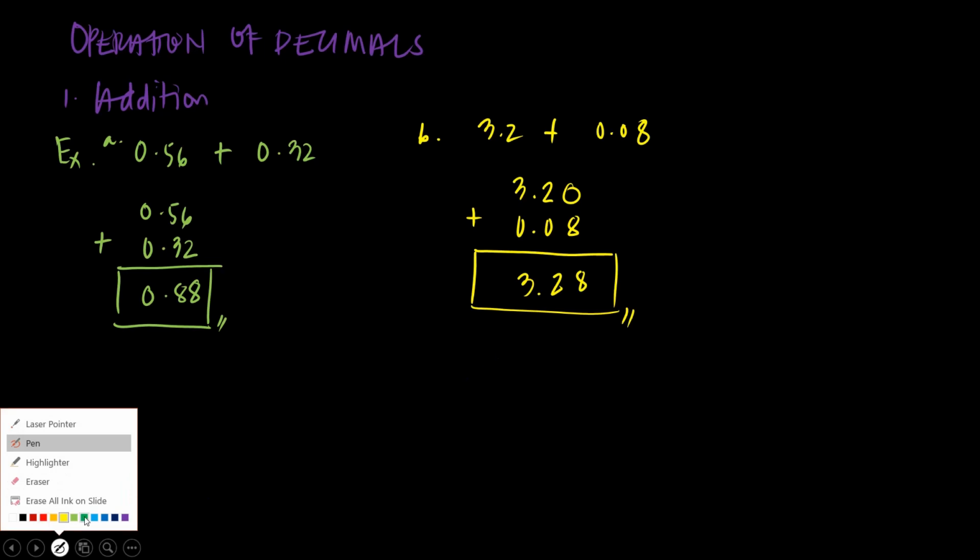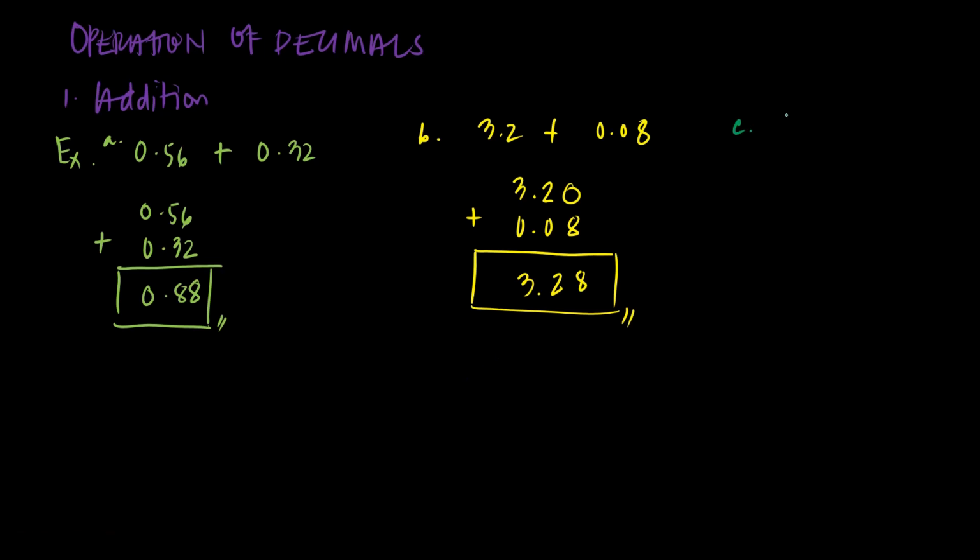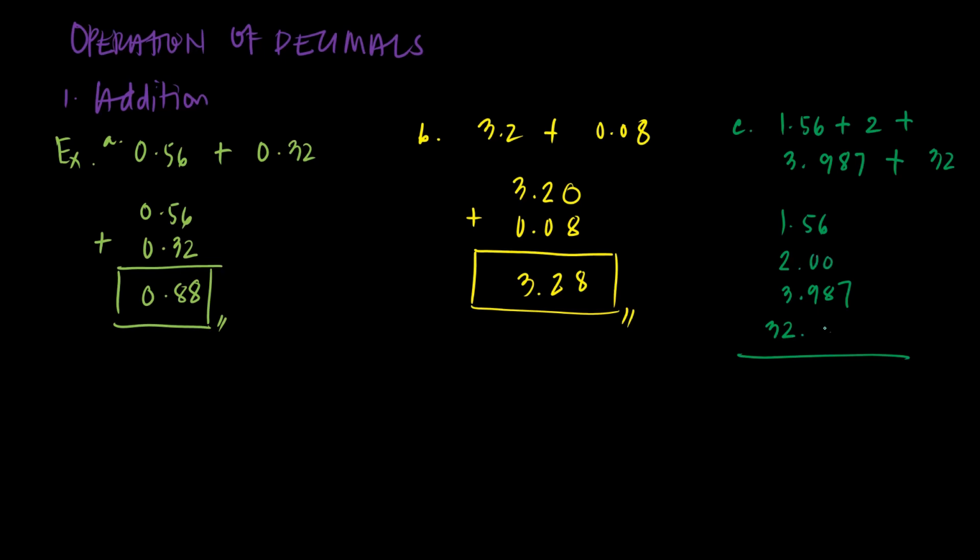Okay, let's have letter C. Let's have 1.56 plus 2 plus 3.987 plus 32. Okay, first thing that we're going to do is align them vertically. So 1.56, align them according to their decimal. So we have 2, we have 3.987, we have 32. Okay? So si 2, alam nyo na meron niyang 0.00. Si 32, ganun din. Meron ding 0.00. Kaya lang, ang nasa right hand side natin, ang pinakamarami ay 3. So mag-add lang kayo ng 0.